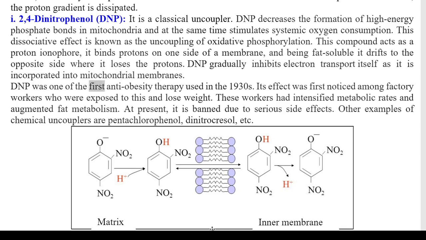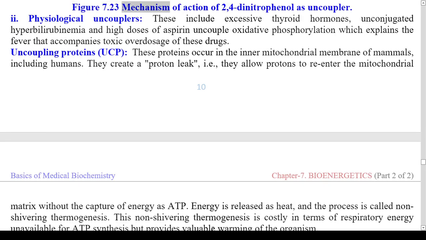DNP was one of the first anti-obesity therapies used in the 1930s. Its effect was first noticed among factory workers who were exposed to it and lost weight. These workers had intensified metabolic rates and augmented fat metabolism. At present, it is banned due to serious side effects. Other examples of chemical uncouplers are pentachlorophenol, dinitrocresol, etc. Figure 7.23: Mechanism of action of 2,4-dinitrophenol as uncoupler.